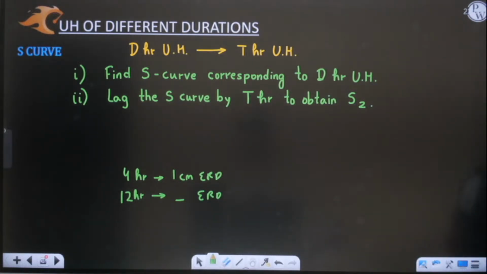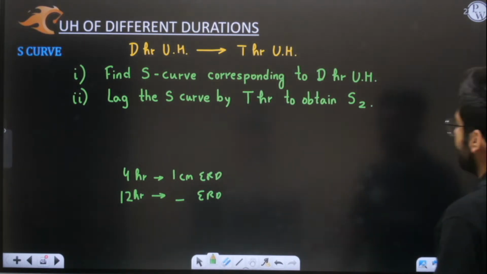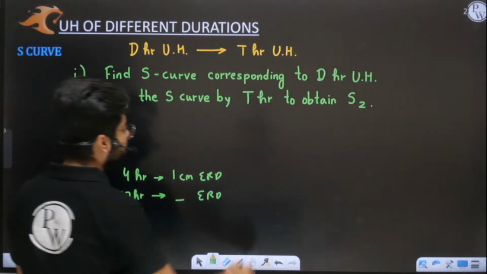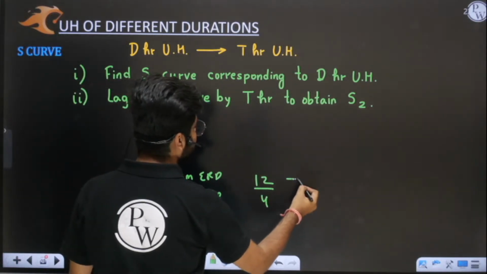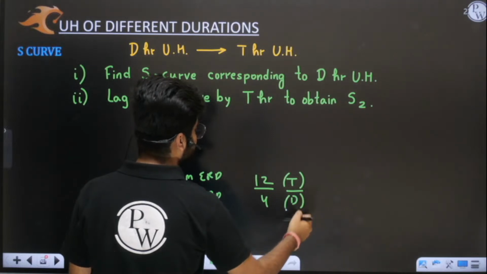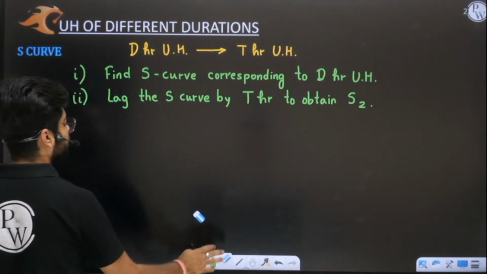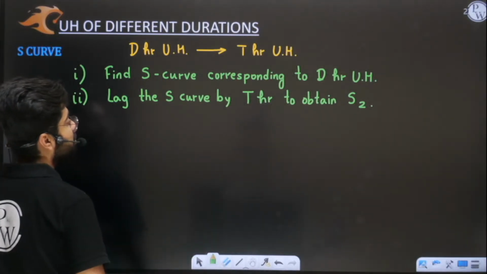Sir, if I am getting 1 centimeter effective rainfall depth in 4 hours, then how much will I get in 12 hours? 12 by 4 is obviously 3. Yes or no? You can get this value simply. You have to divide 12 by 4. This is T and this is D. T by D centimeter is your effective rainfall depth for the TR graph.